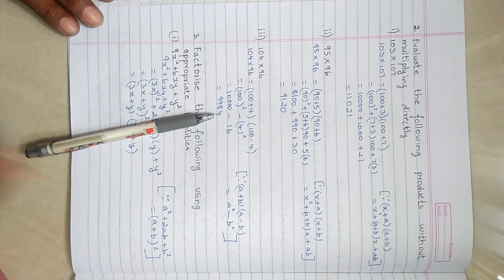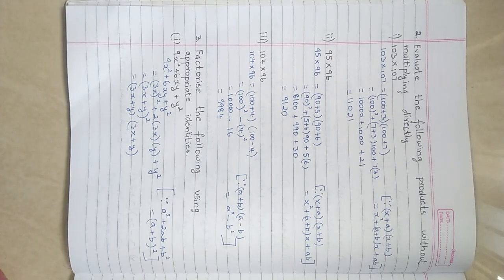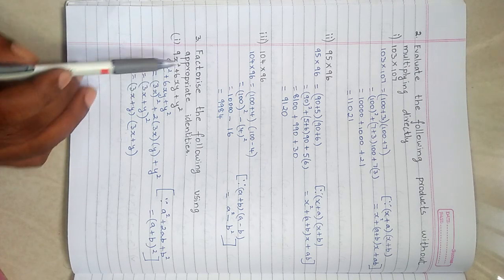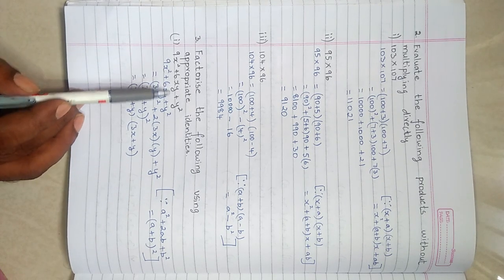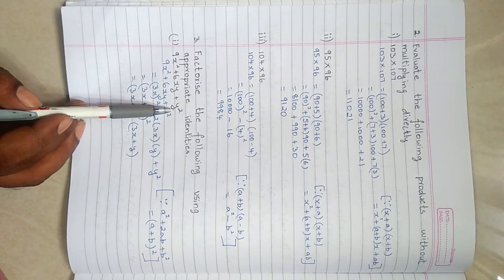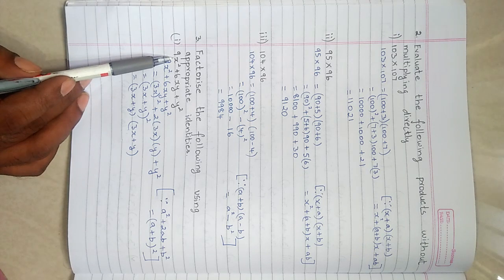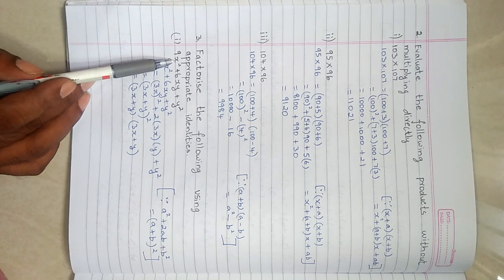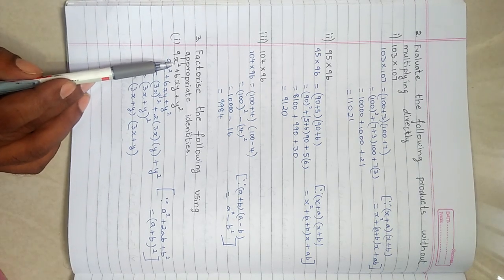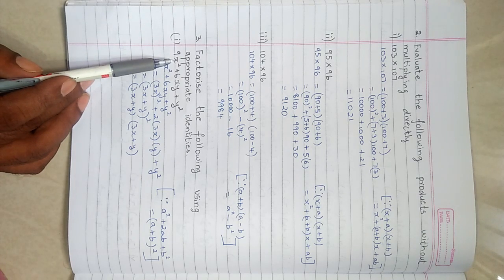And we have completed the second one. Let's check for the third one. Factorize the following using appropriate identities. First sum, 9x squared plus 6xy plus y squared. See, this 9 is a square, so 3 3s are 9. So 9x squared can be rewritten in the form of 3x the whole squared, no? So 3x the whole squared, it can be rewritten.